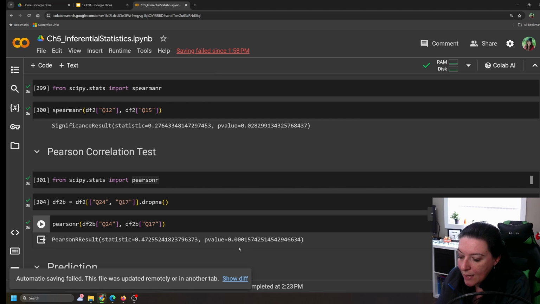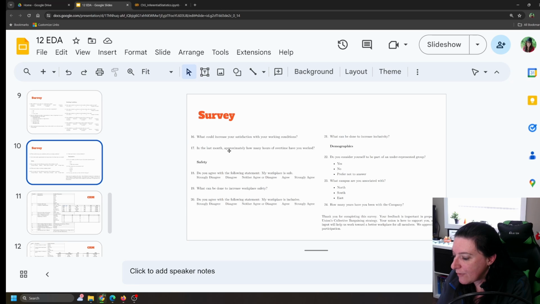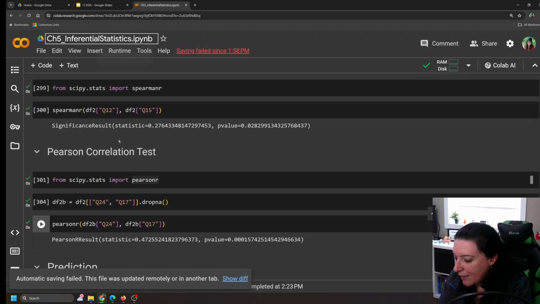What this is telling us is that there is a relationship between question 24 and question 17. Remember, question 17 is: in the last month, how many hours of overtime have you worked? And question 24 is: how many years have you been with the company? So there does seem to be a relationship between the length of time they're with the company and how many hours of overtime they get.